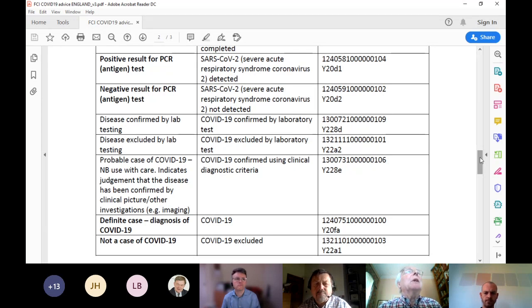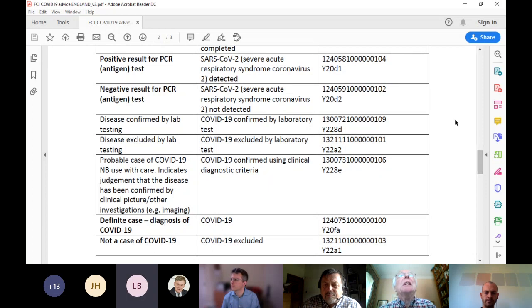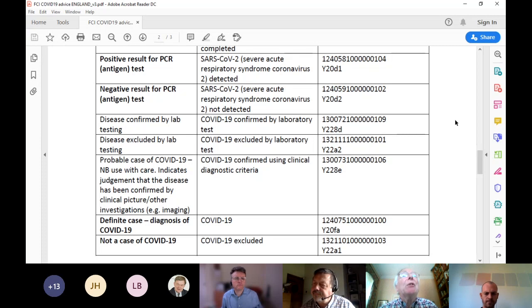Then we've got this idea of a probable case, and you can see we've put there, use that with care. It indicates a judgment that the disease has been confirmed by a clinical picture, other investigations such as imaging. We need to be really careful about that one, not to treat that as a definite case. And then we've got the definite case, COVID-19, and underneath, below that, we've got not a case.